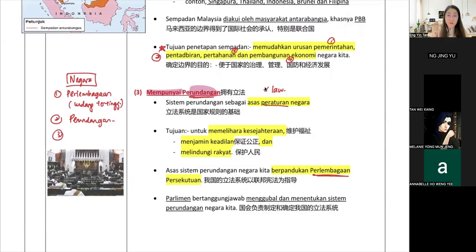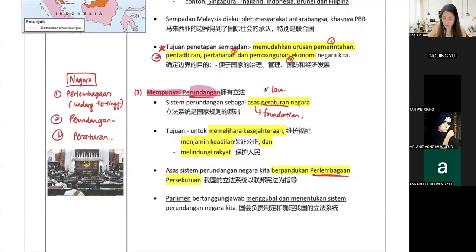And then based on the undang-undang, we go and create peraturan. So you look at the Malay words. Perundangan, it becomes the asas peraturan. Asas means what? Foundation. Meaning, to create the peraturan, they are referring to perundangan. Clear? And how do we have our perundangan? See, asas sistem perundangan, the foundation to create the perundangan is based on perlembagaan.